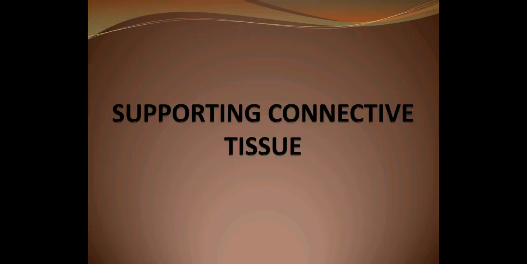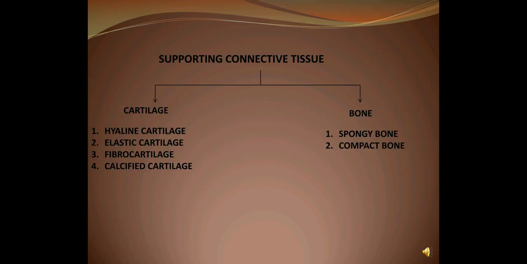Next is supporting connective tissue. Supporting connective tissue normally consists of hard matrix, and it is classified into two types, that is cartilage and bone. Talking about cartilage, cartilage is considered as soft bone and bone is hard. So now if we see the details, you'll find cartilage is of different types.